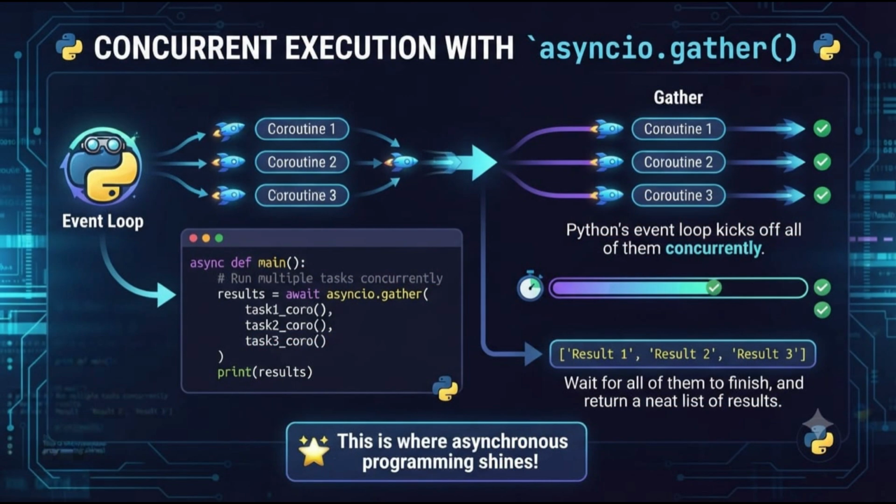To run multiple asynchronous tasks at the exact same time, Python provides asyncio.gather. You can pass multiple coroutine calls into gather. Python's event loop will kick off all of them concurrently, wait for all of them to finish, and return a neat list of results. This is where asynchronous programming shines.